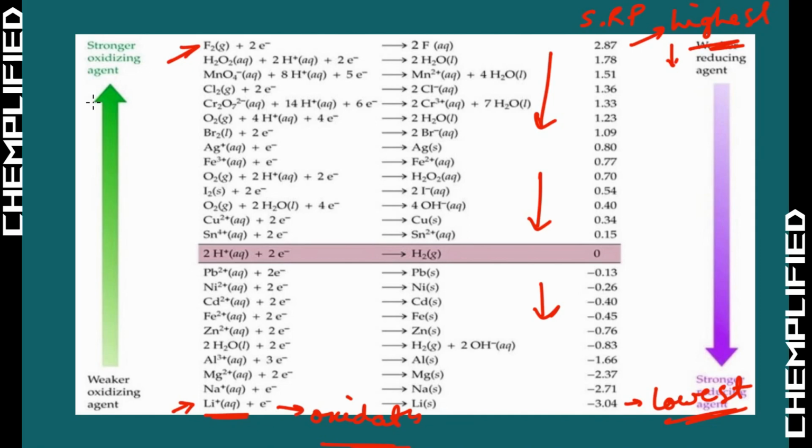Just try to understand the simplest trick. Lower value will always undergo oxidation, and oxidation takes place at the anode. Write the value at the anode and solve the numerical. Right? I hope you understood.